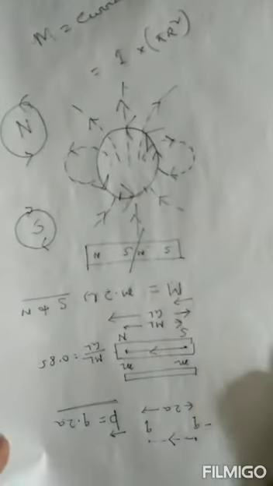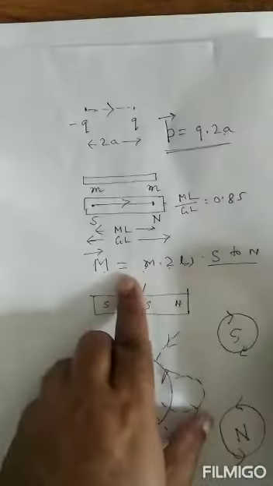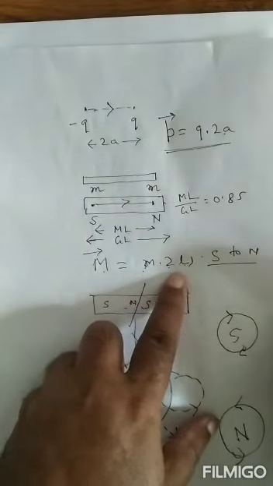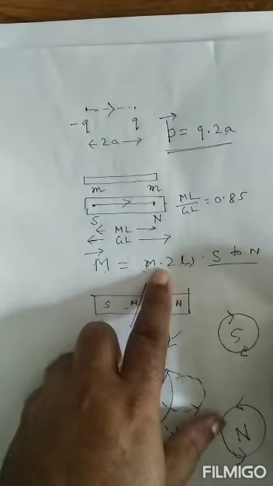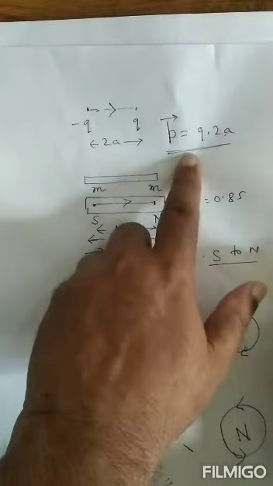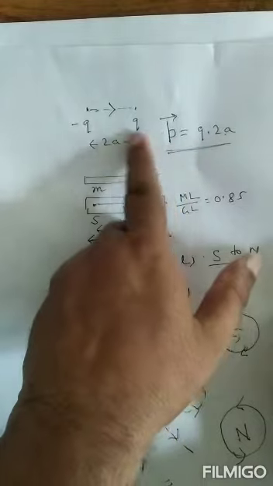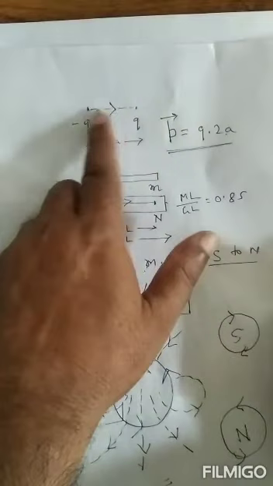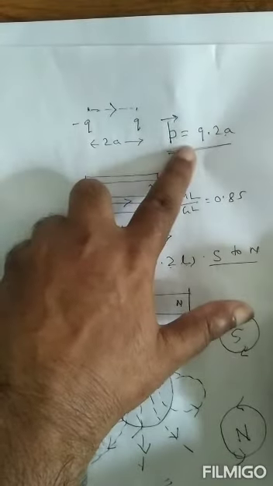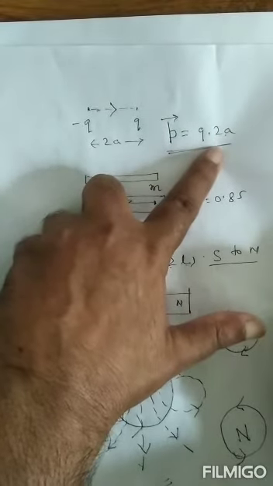But if we see the bar magnet, what is the magnetic dipole moment of a bar magnet? It is pole strength into separation between two poles. This expression is taken from the identical expression of electric dipole moment. Electric dipole: positive charge, negative charge separated by small distance, q into 2a.